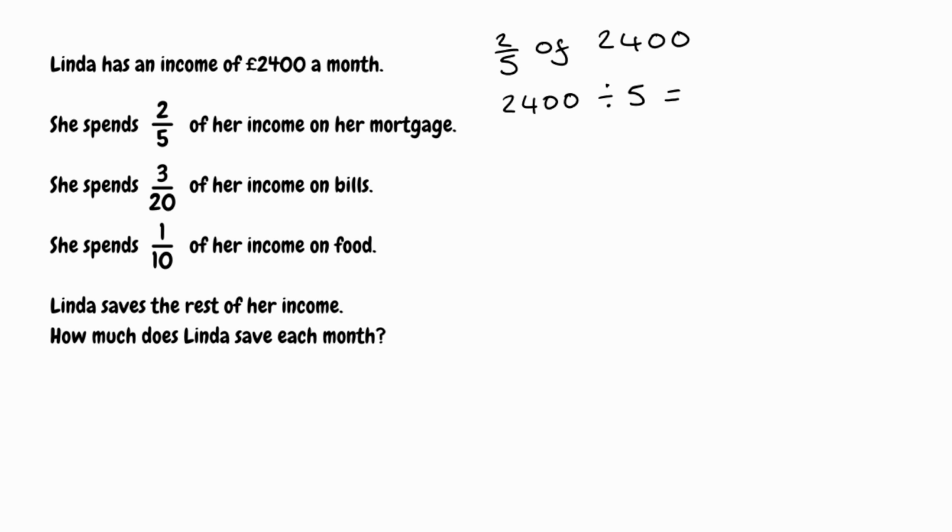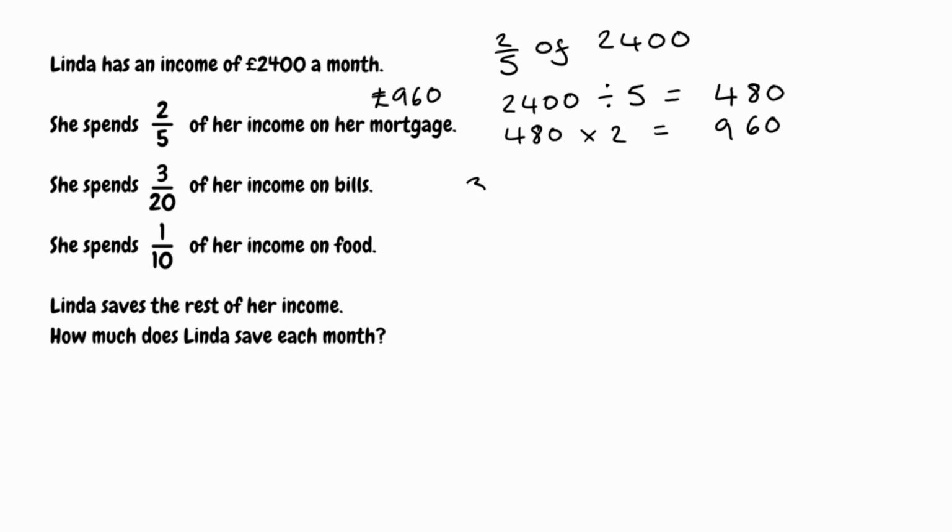A useful tip here is whenever we're dividing by 5, we can divide by 10 and then double it. So if I divide 2,400 by 10, that's going to give me 240. So then all I've got to do is double it. So if I do 240 times by 2, that's going to give me 480. Now we've got to take that 480 and multiply it by the numerator, which in this question was 2. So 480 times by 2 would be 960. So Linda is going to spend £960 on her mortgage.